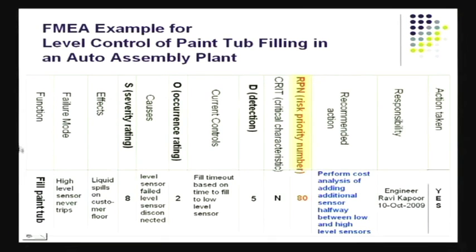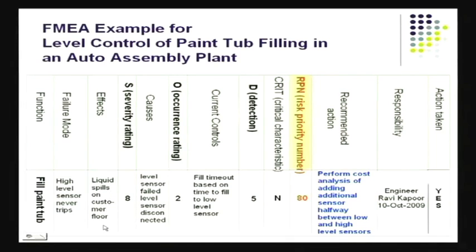So if you look at the worksheet now, the function is fill the paint tub. Nothing more and nothing less. Just fill the tub. Failure mode is that the high-level sensor never trips. Even if the tank got full, the high-level sensor did not trip. What is the effect of it? The result of this failure, liquid spills on customer floor, for example, the user.